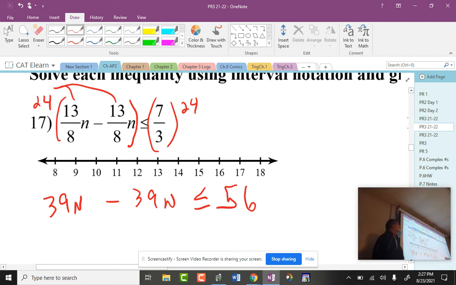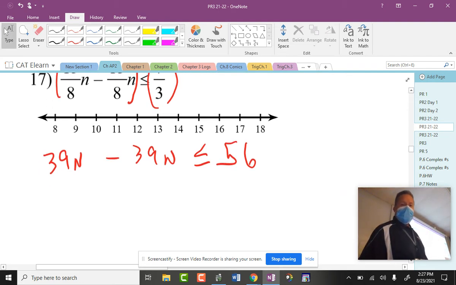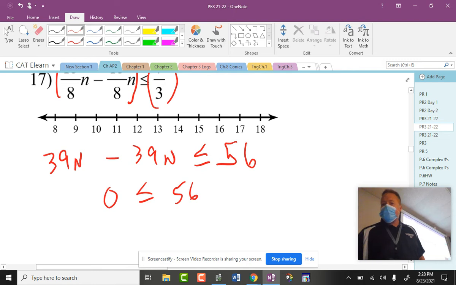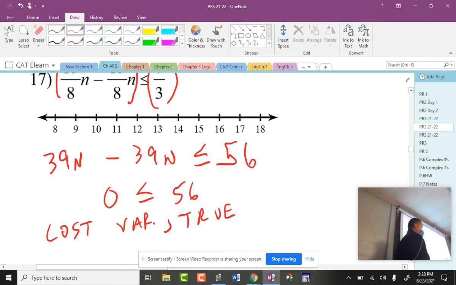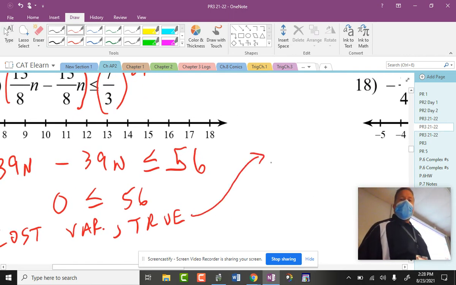But oh no! What happens to the n's, everybody? Say it out loud. They cancel. But now listen. One more question: is this true or is this false? I lost my variables. What's left over is true. What does that mean n is equal to? It's the same as equations. All reals. It doesn't matter what I plug in, the inequality will be true.